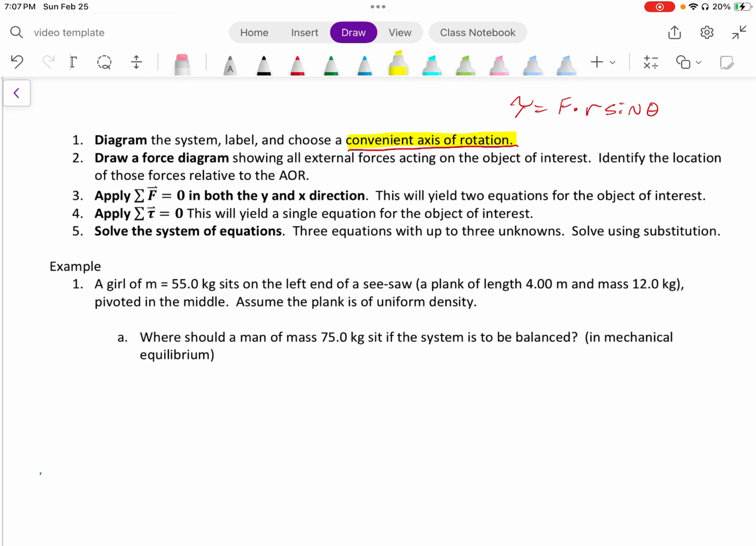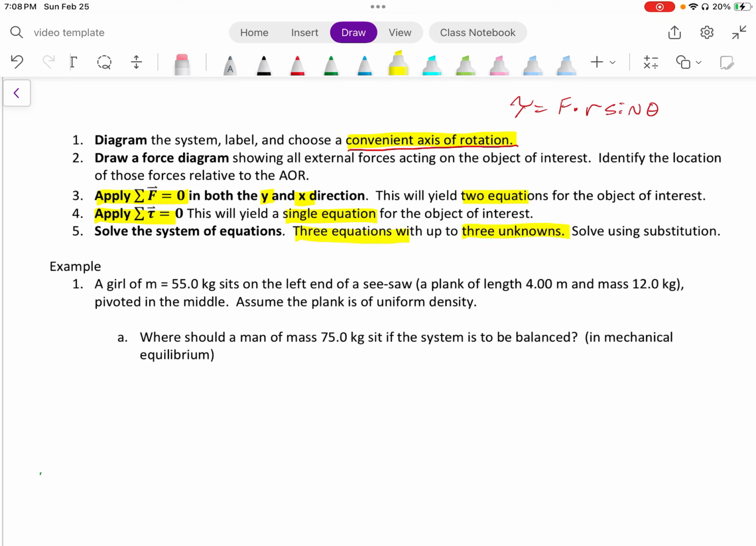What will be different is how much math and how hard the problem is based on where you select that axis of rotation. All right, then we're going to apply the sum of the forces is equal to zero in both the x and y, and that yields two equations. We will then apply the sum of the torques equals zero. This yields a single equation. That is a total of three equations with up to three unknowns.